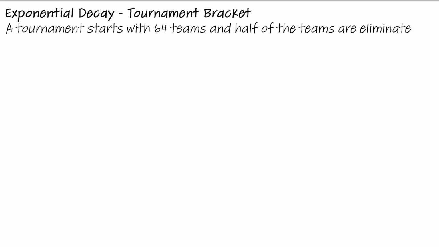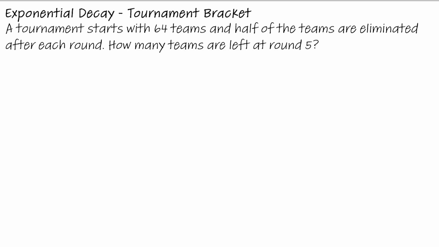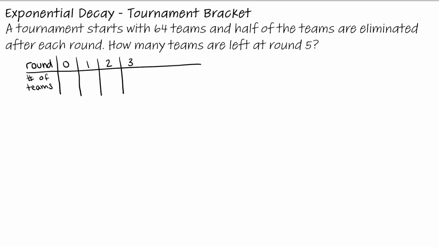Now let's look at an example for exponential decay, and this time let's look at a tournament bracket. A tournament starts with 64 teams, and after each round, half of the teams are eliminated. So how many teams are left at round 5? Again, we can visualize this by making a table with the number of rounds on top and the number of teams remaining on the bottom.